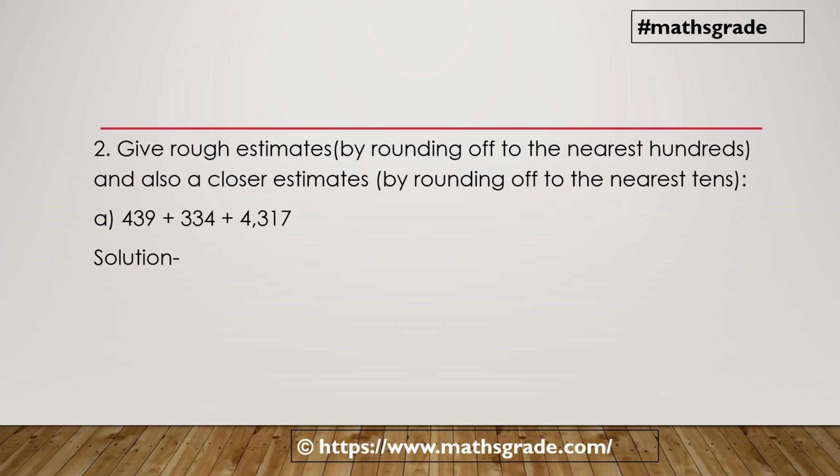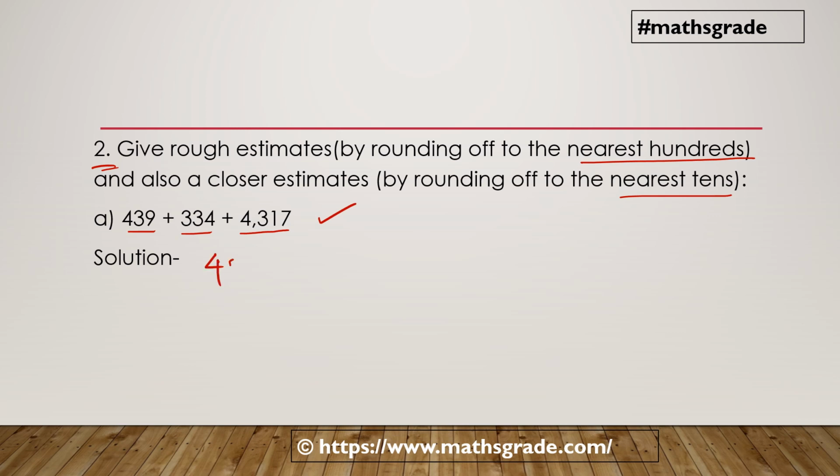Now we will solve question number 2. Question number 2 is give rough estimates by rounding off to the nearest hundreds and also closer estimates by rounding off to the nearest tens. First bit is 439 plus 334 plus 4317. We round off these numbers to the nearest hundred.